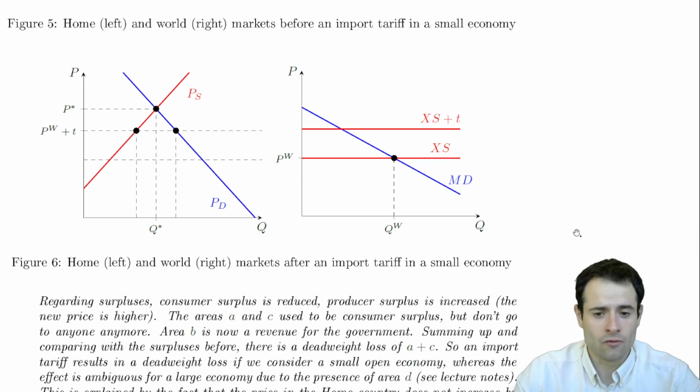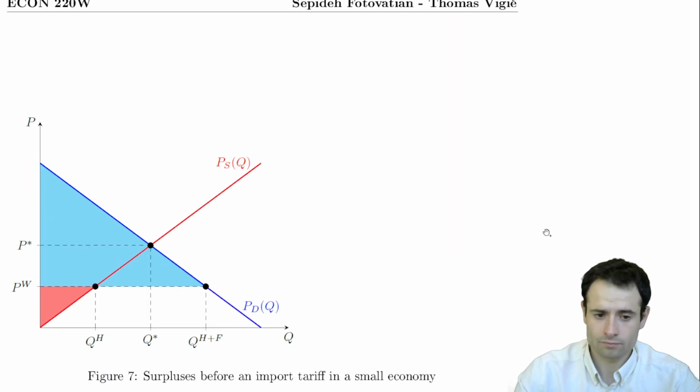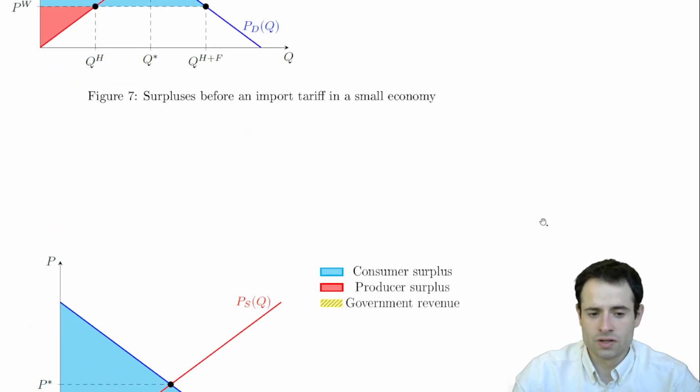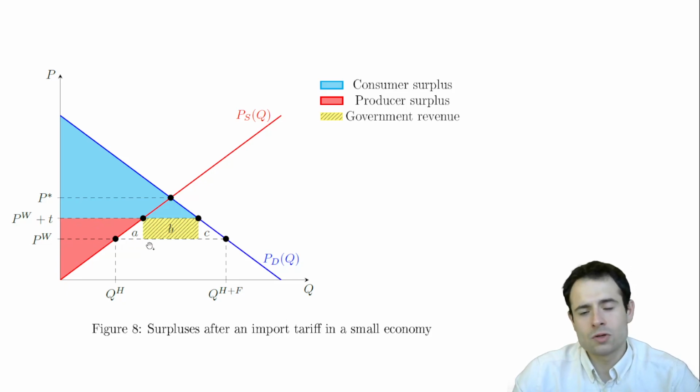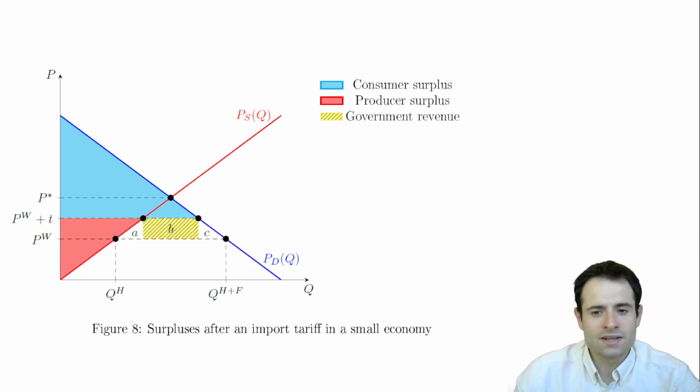There will be a gain for firms, of course. Firms get to sell their good for a higher price. Their surplus increased by this much. But the consumer surplus decreased too much relative to the increase in producer surplus and the government revenue.